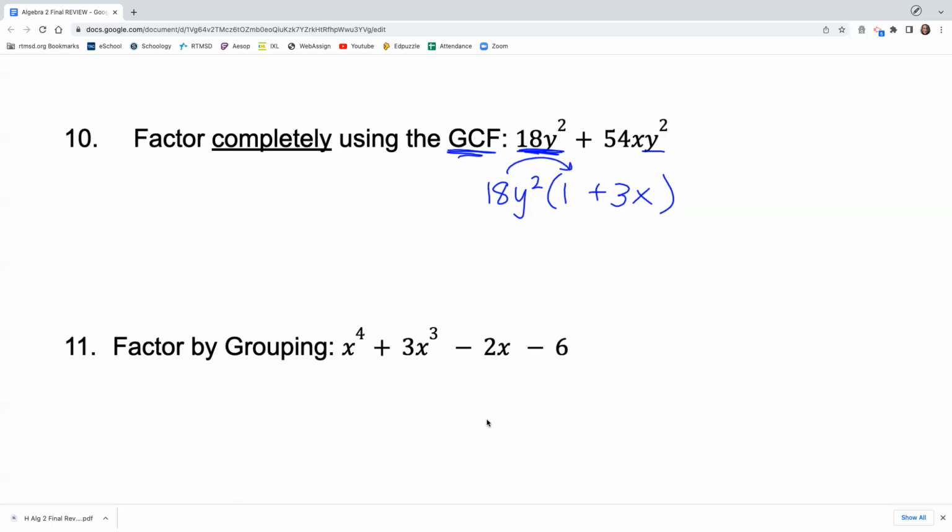Don't forget, you can always check your work by taking your answer, multiplying it back out to verify that it equals the original problem.